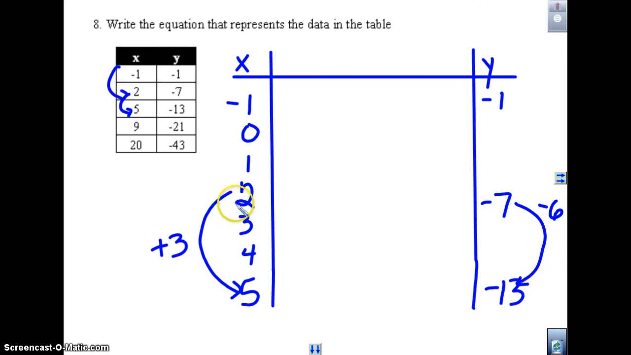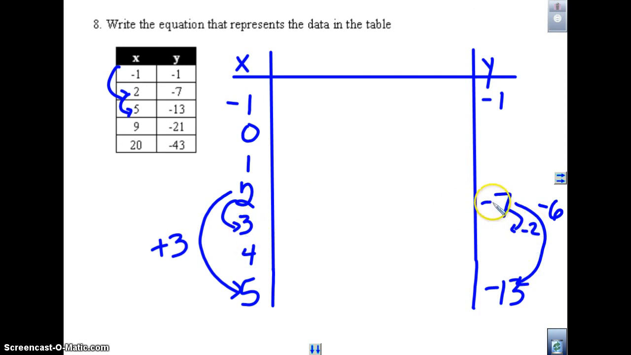What if I only want my x to increase by 1? If x increases by 1, my y should decrease by how much? Yeah, it should decrease by negative what? Or it should go down by how much? Instead of going down by 6, it's going to go down by 2. Let's see if this works out.